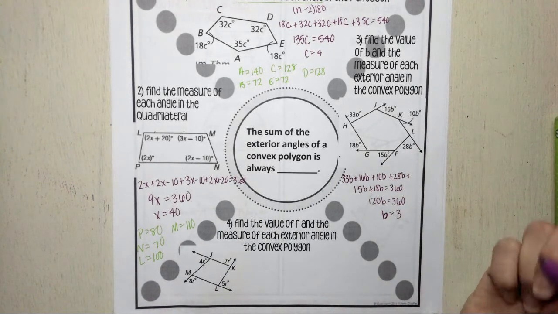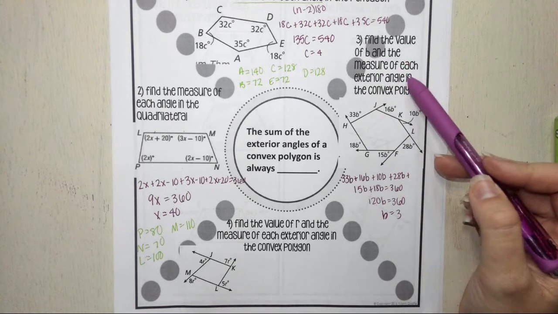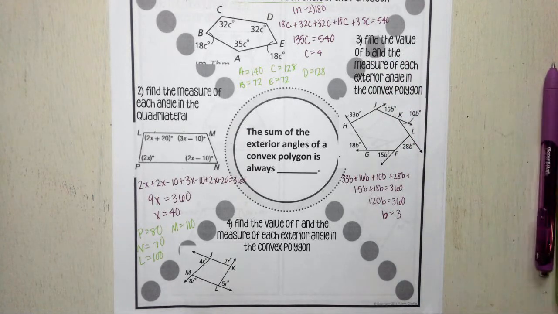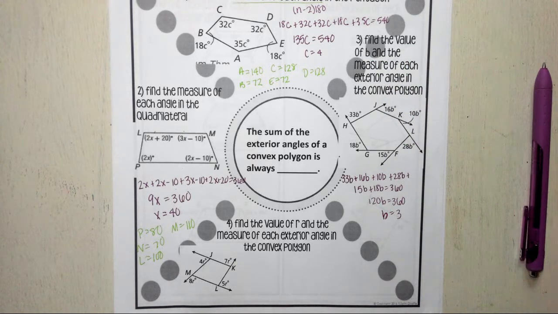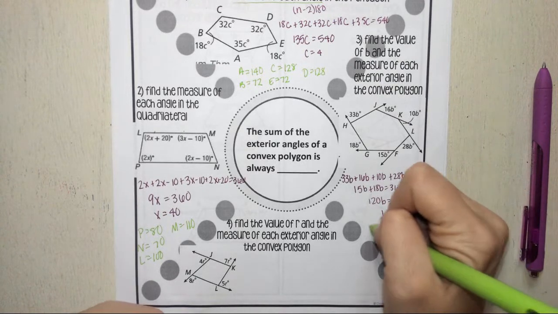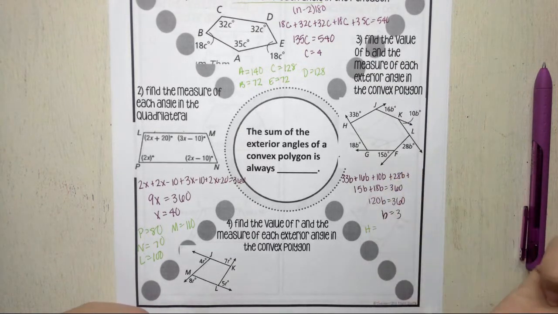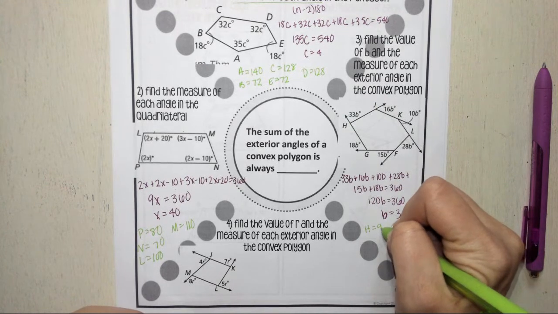So b equals 3. Now let's just find the value of b and the measure of each angle. So what are we going to do? How are we going to find the measure of each angle now that we have b? We're going to plug it back in. So again, I'm going to start with h. 33 times 3 is 99.